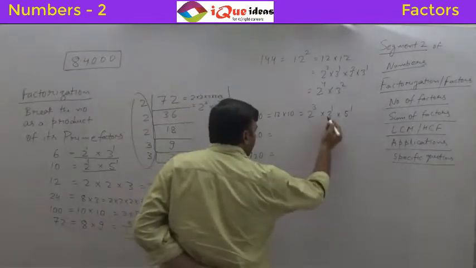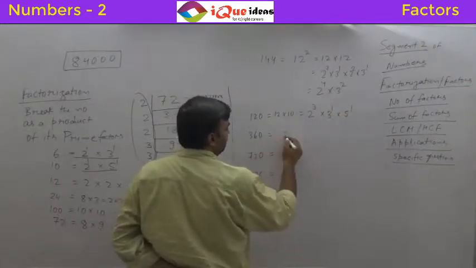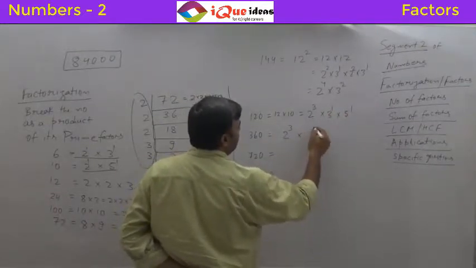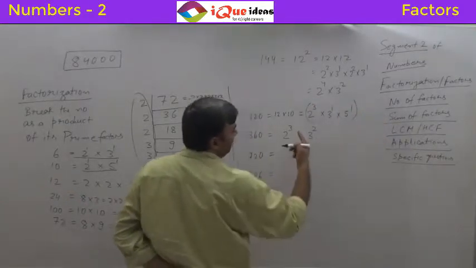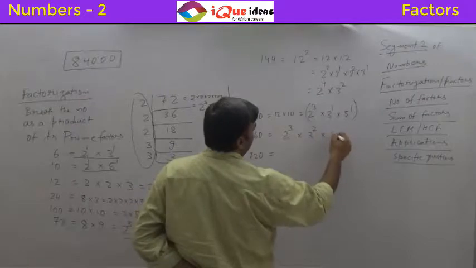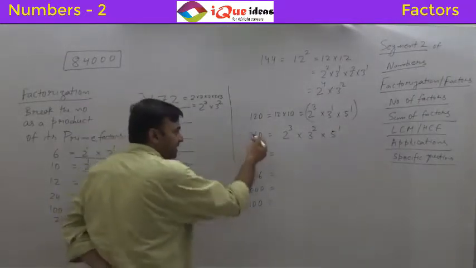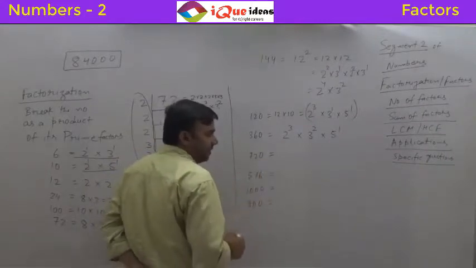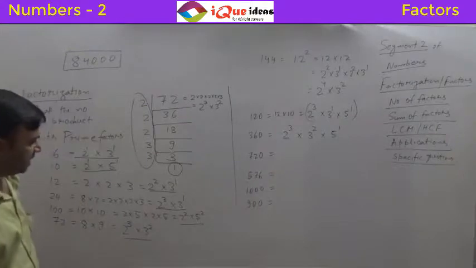Okay. Now 360 is just 120 times 3. So if you have already done 120, it is 2 cube into 3 to the power 1 into 5 to the power 1. So 360 will become 2 to the power 3 into 3 to the power 2 into 5 to the power 1, because we just have to multiply this whole thing by 3. So the power of 3 will increase by 1. Other things will remain same. If you don't know 360, just multiply it by 2 and you get 720. But I would suggest that you do each and every number on its own as an independent question.